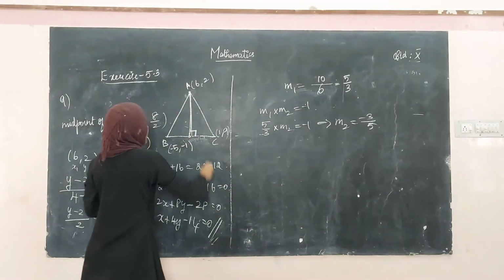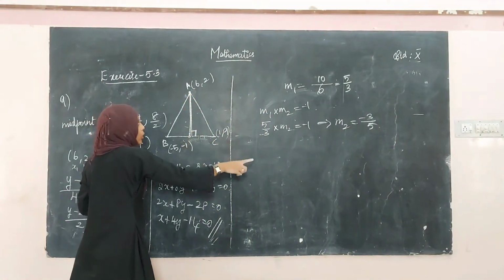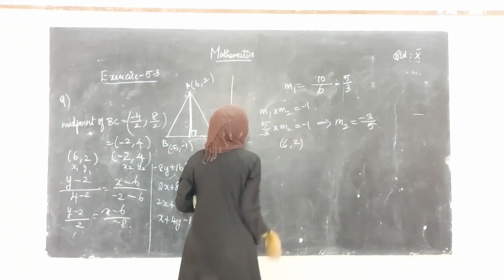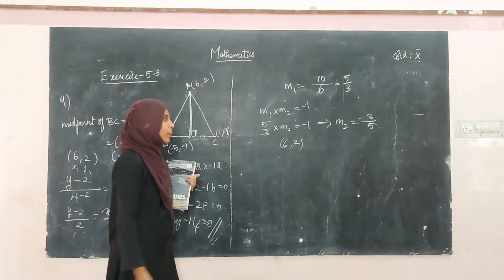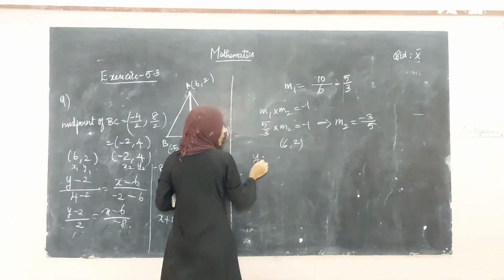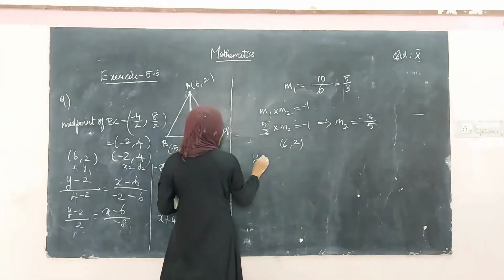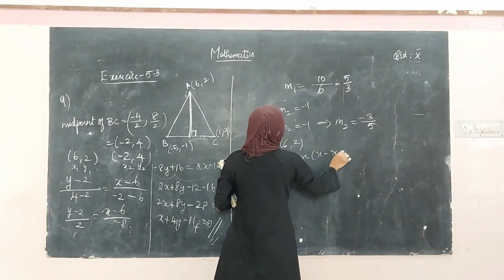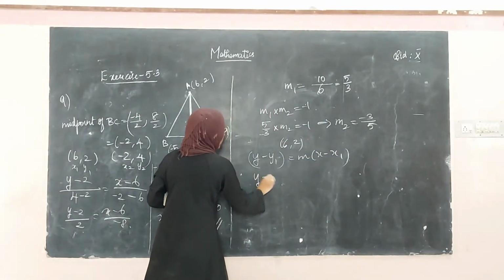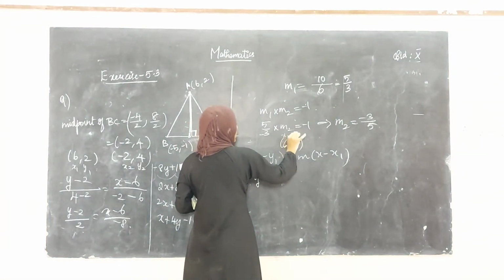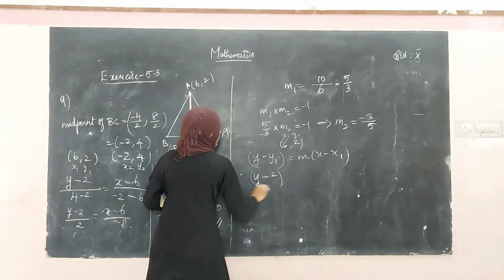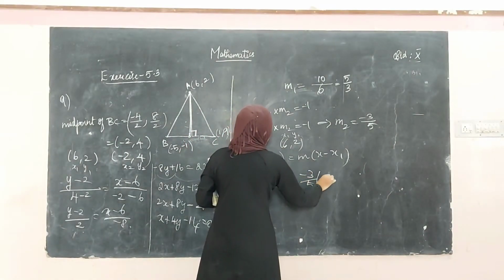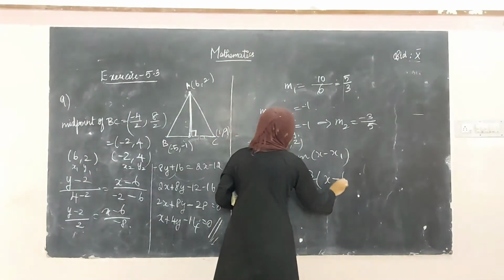Okay, so for the altitude, we got the slope and we got the point. What is the point? The point is (6, 2). So, what is the point-slope form? That is y minus y1 equal to m into x minus x1. Let us take this as x1, y1. So y minus 2 equal to m, which is minus 3 divided by 5, into x minus 6.